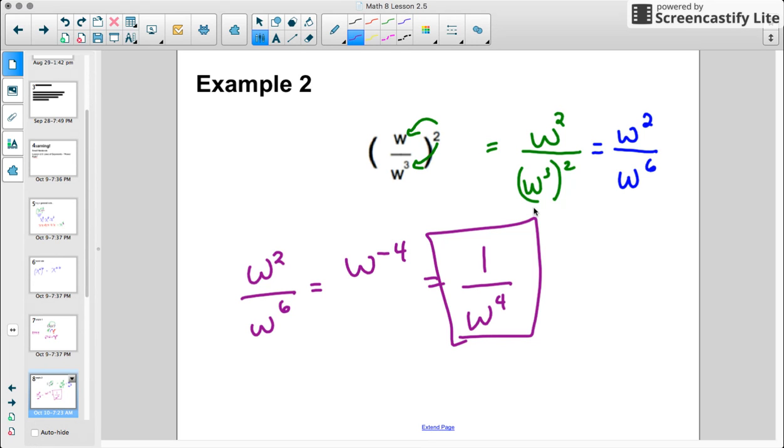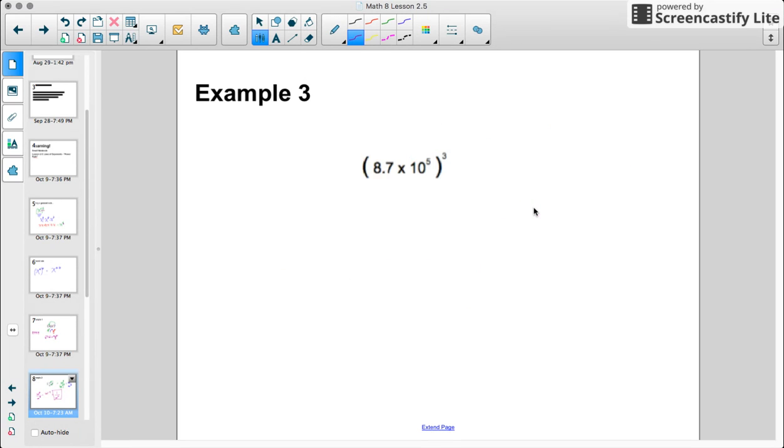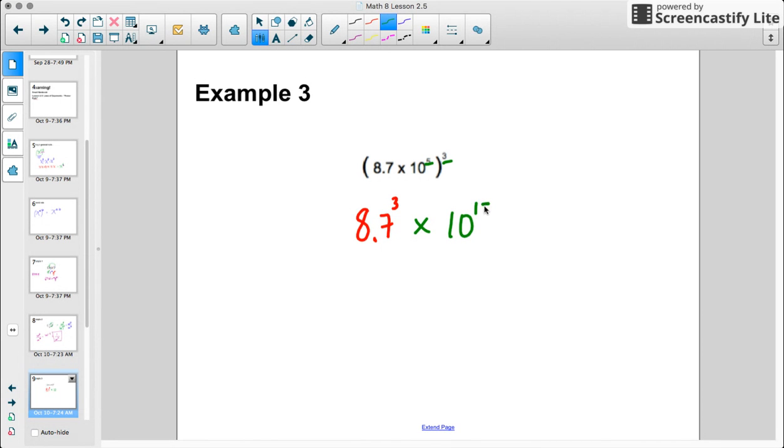Okay, now we're going to take this and apply it to scientific notation. Similar to what we've done before, we're going to take 8.7 and raise it to the 3rd power, times 10 to the, and we have 5 times 3 in this case. So that would be 10 to the power of 15. I'm just going to put 8.7 raised to the power of 3 in my calculator. And this is what I got.